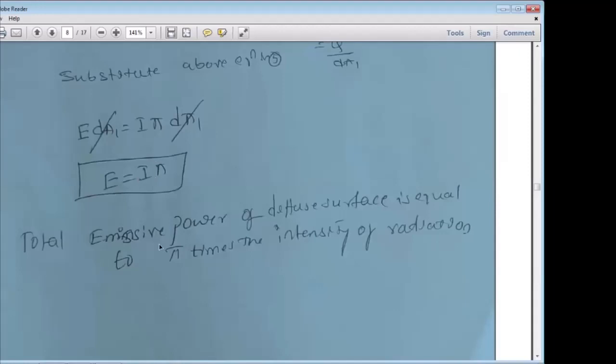So the total emissive power E of a diffuse surface is equal to pi times the intensity of radiation I. That is, E equals I into pi. This is the relation between the intensity of radiation and emissive power. They may ask this for 8 marks or even 10 marks questions. This is a very important derivation in the radiation chapter.